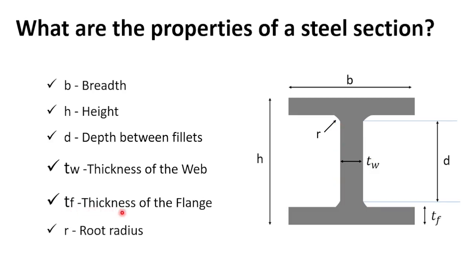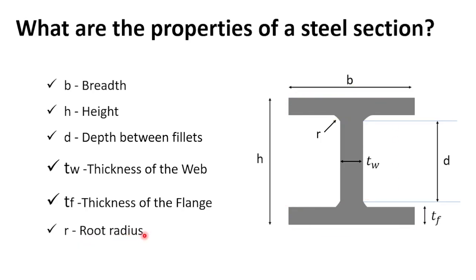TF, thickness of the flange. Now you know the web of the section. So the flanges are these horizontal parts. There are two horizontal parts. Those are the flanges of this section. So TF is the thickness of these flanges.